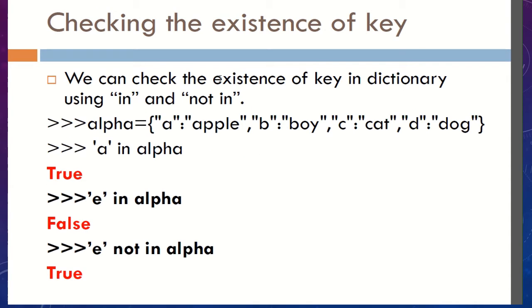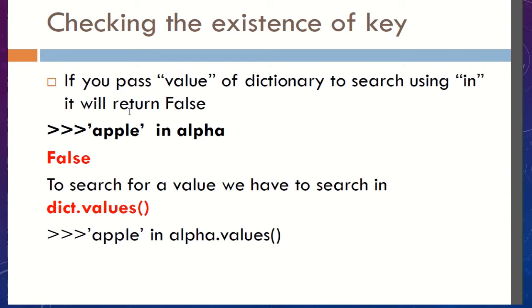Checking the existence of a key: we can check the existence of a key using in and not in. Like alpha equal to these values, key and value available, like a in alpha. A in alpha means a is available in alpha, so it will return true. But when we write e in alpha, it will return false because e is not available in our dictionary. If you pass a value of a dictionary to search using in, it will return false, like apple in alpha, so it will return false. Checking can be done using the key only, it cannot be done using the value.